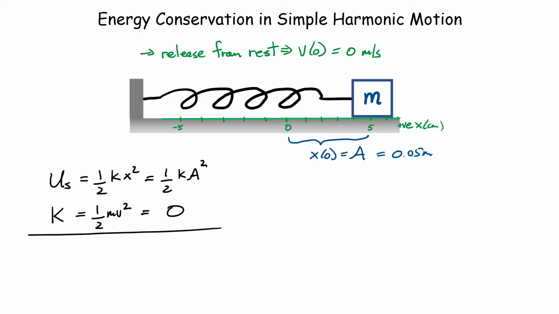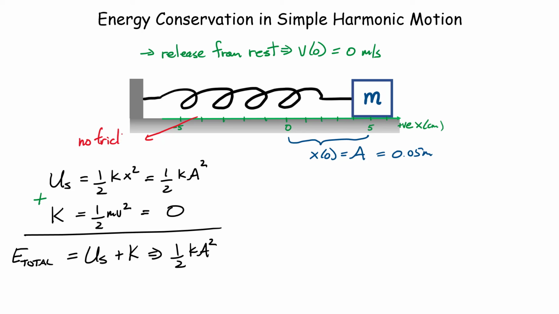Now, if I go ahead and add both of these together, if you sum both of those, you get the total mechanical energy of the system. The total energy here, at any point, is the spring plus the kinetic, but initially what we have is 1/2 ka squared. That's the total energy. Now, in cases where there is no friction between the block and the ground, the total energy of the system has to be a conserved quantity.